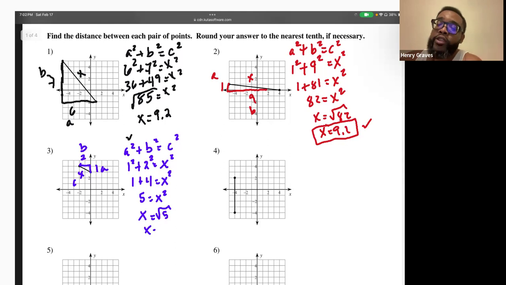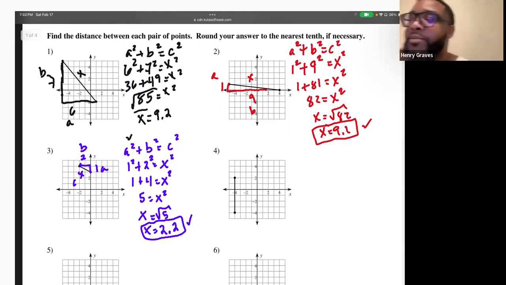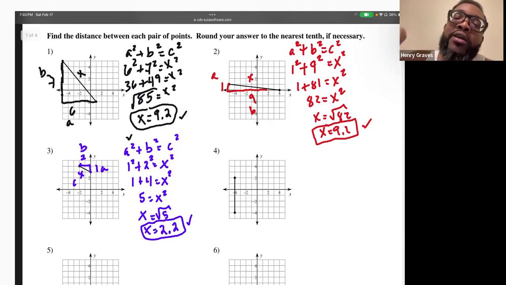Which is 2.2. No, why did I forget to circle my answer on number 1? That's so tacky. I'm not going to bother to find the distance between the points on 4 and 5 because, I mean, just look at this.